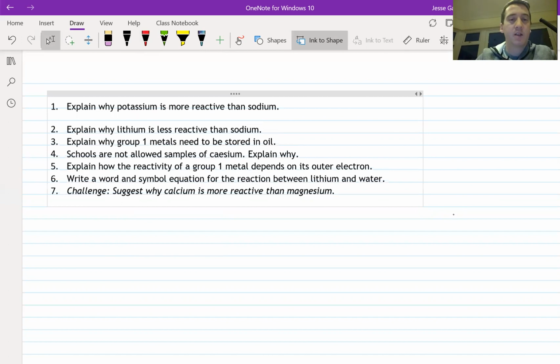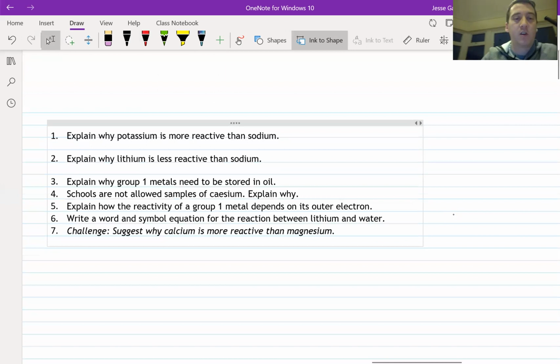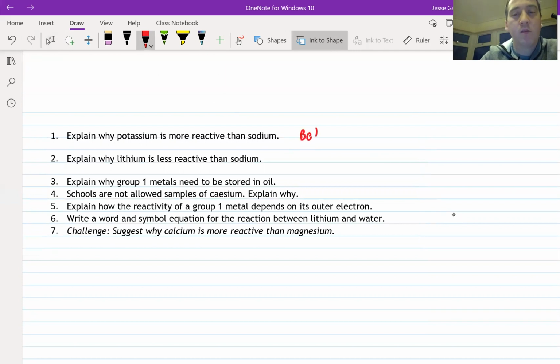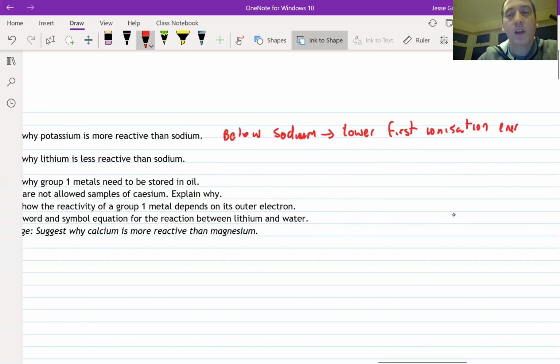Okay, so why is potassium more reactive than sodium? Well, first of all, it's further down the group. So it's below sodium in the group. And if it's below sodium, that means it has a lower first ionization energy. So that is the reason why they react.